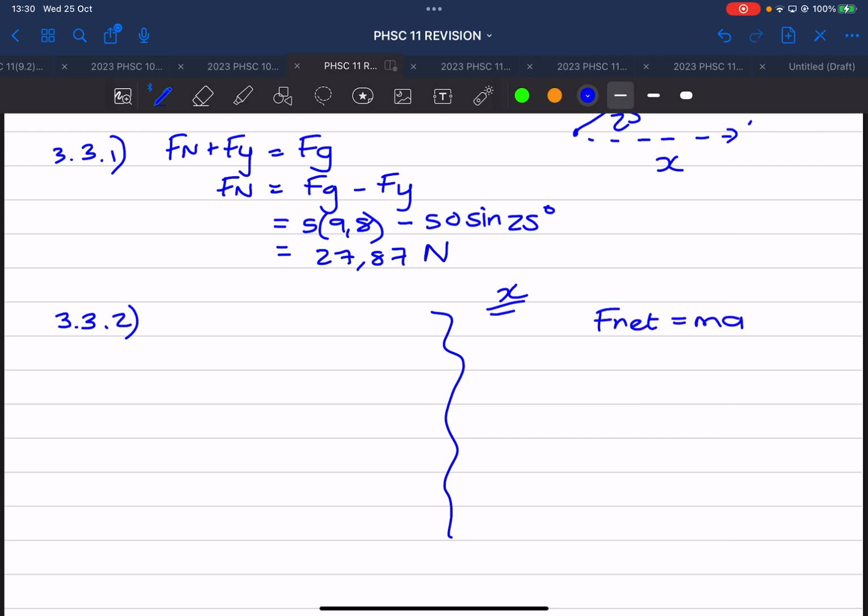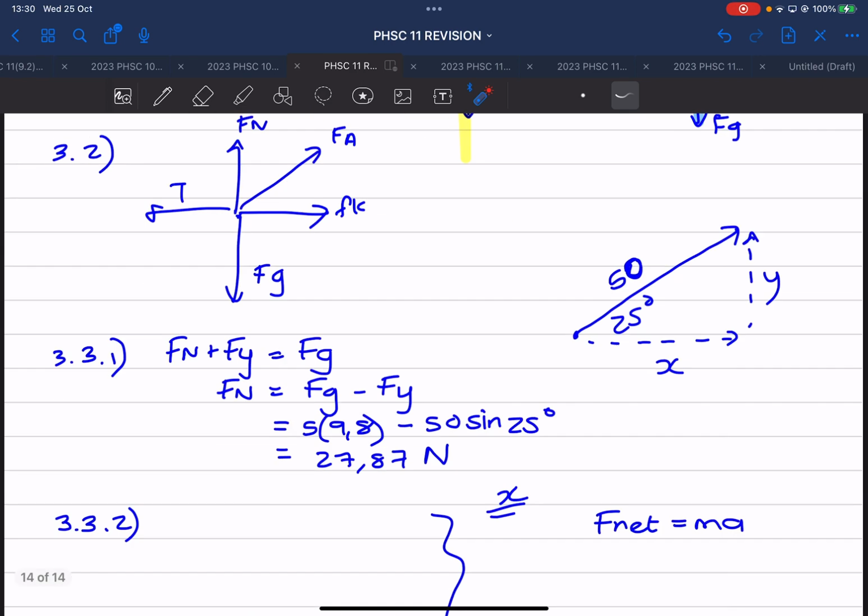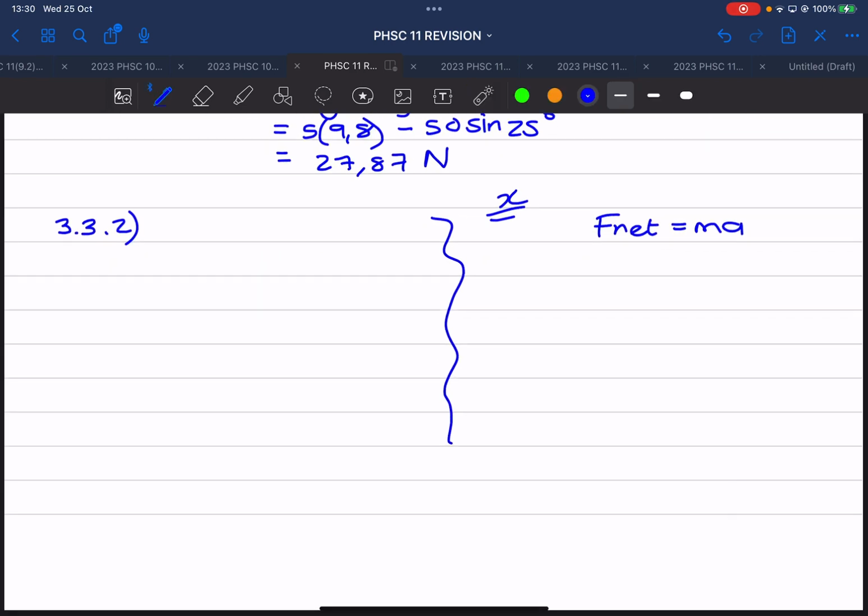Why do I say that? Because this thing is accelerating to the left, and because it is attached to X, X will be accelerating down. So that's why I'm looking at that formula, and I choose down to be positive. Then I have Fg minus T equals M times A. Fg is going to be easy because it's X times 9.8.